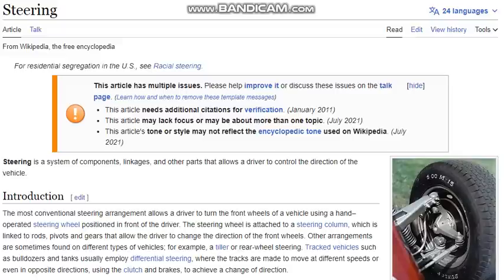Other arrangements are sometimes found on different types of vehicles, for example, a tiller or rear wheel steering. Tracked vehicles such as bulldozers and tanks usually employ differential steering, where the tracks are made to move at different speeds or even in opposite directions, using the clutch and brakes to achieve a change of direction.